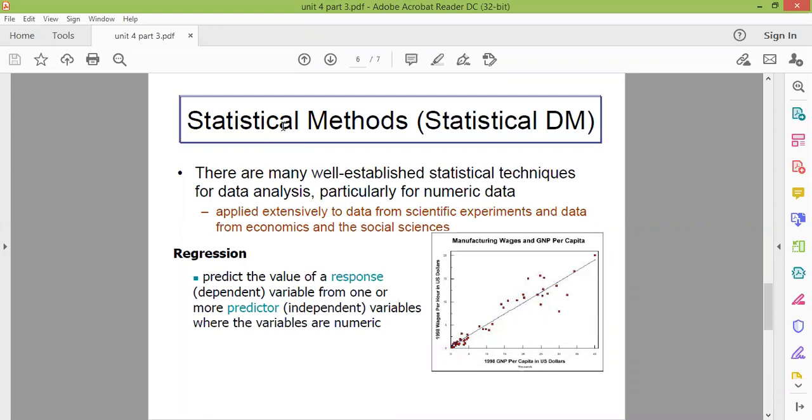Predictors are your independent variables, where the variables are numeric. If you see the example, y equals mx plus c. This is the equation of your linear line. Those who have a mathematical background, this is from class 10th actually. Here y is your dependent variable, which depends upon x, and x is your independent variable. This is the equation of your regression.